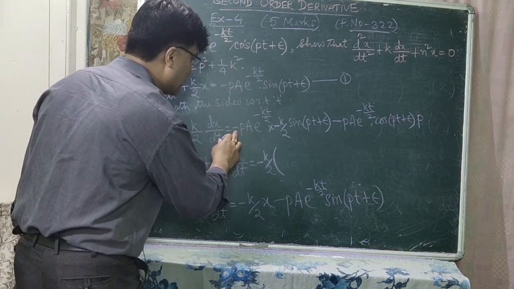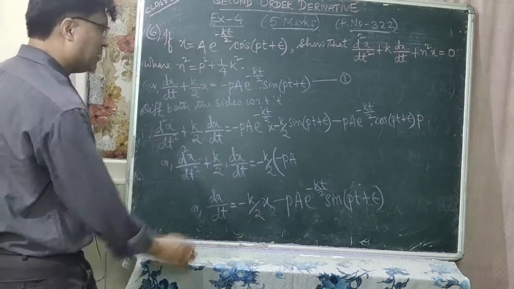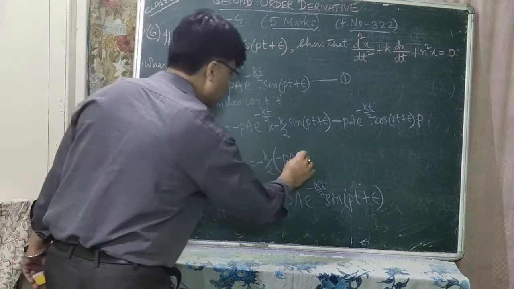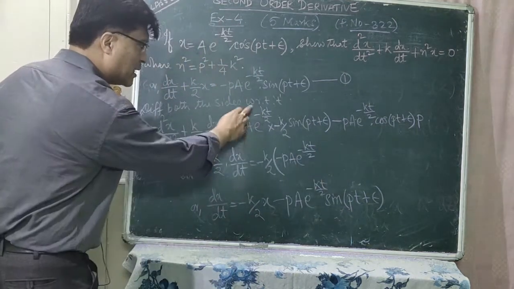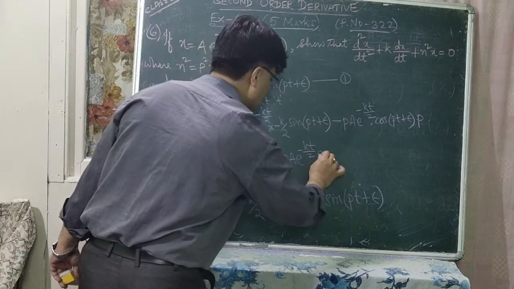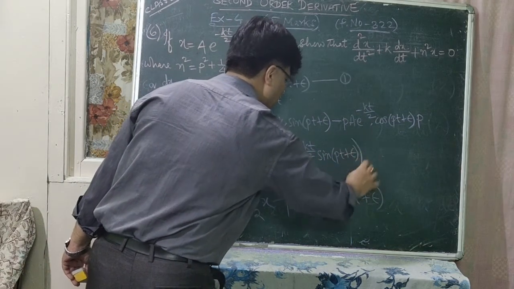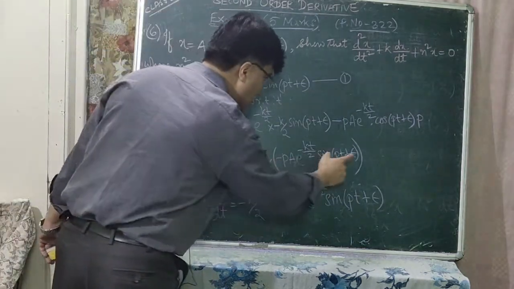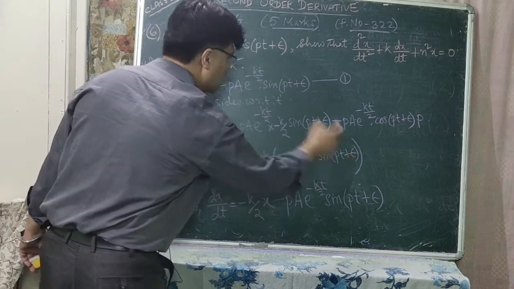So within bracket we have minus pa, right? Minus pa. Then you write e to the power minus kt by 2, then sin pt plus epsilon. Bracket closed. Right? So why is it written within bracket? That is minus pa e to the power minus kt by 2 sin pt plus epsilon.